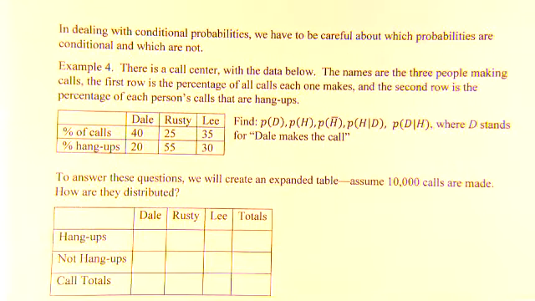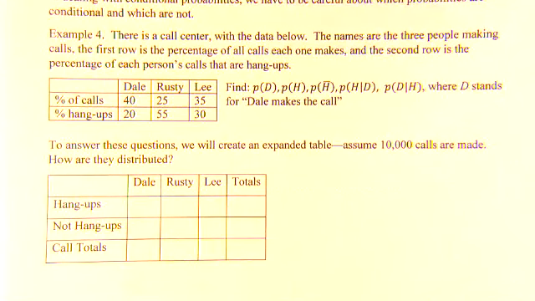Okay. Now, in dealing with conditional probabilities, you have to be careful about which probabilities are conditional, which are not. So there's a call center, it's got this data. The names of the people making the calls, Dale, Rusty, and Lee. The first one is the percentage of all calls each one makes. So Dale makes 40% of all calls, Rusty 25%, Lee 35%.